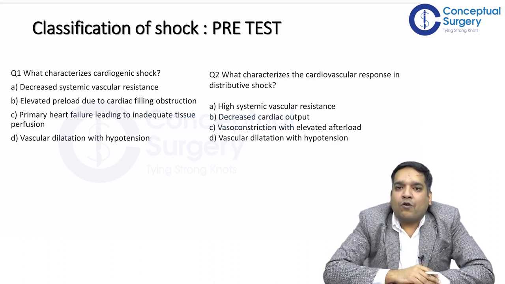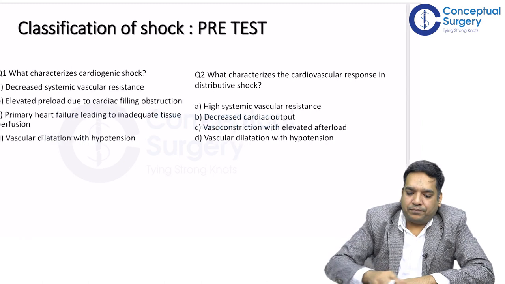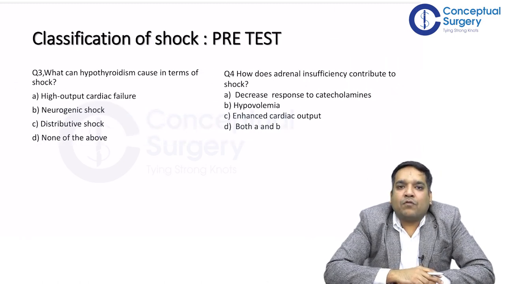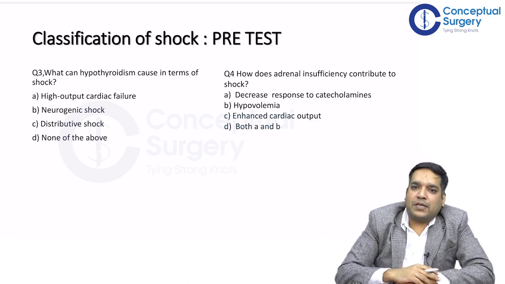Question number 2, what characterizes the CVS response in distributive shock? High systemic vascular resistance, decreased cardiac output, vasoconstriction with elevated afterload, and vascular dilatation with hypotension. Question number 3, what can hypothyroidism cause in terms of shock? High output cardiac failure, neurogenic shock, distributive shock. Choice D, none of the above. Question number 4, how does adrenal insufficiency contribute to shock? Decreased response to catecholamines, hypovolemia, enhanced cardiac output. Choice D, both A and B.